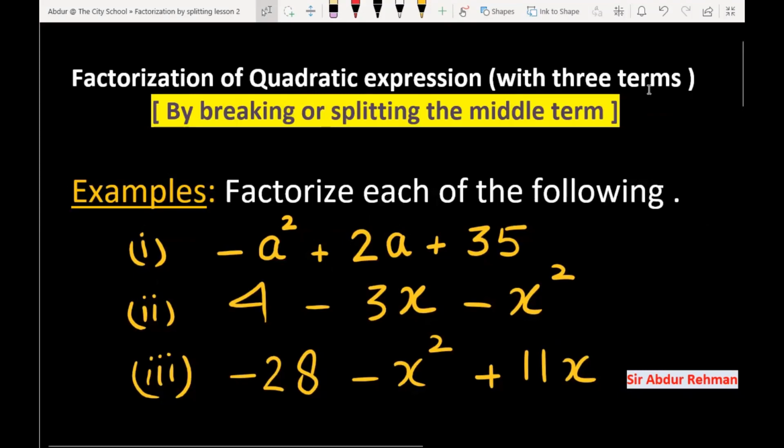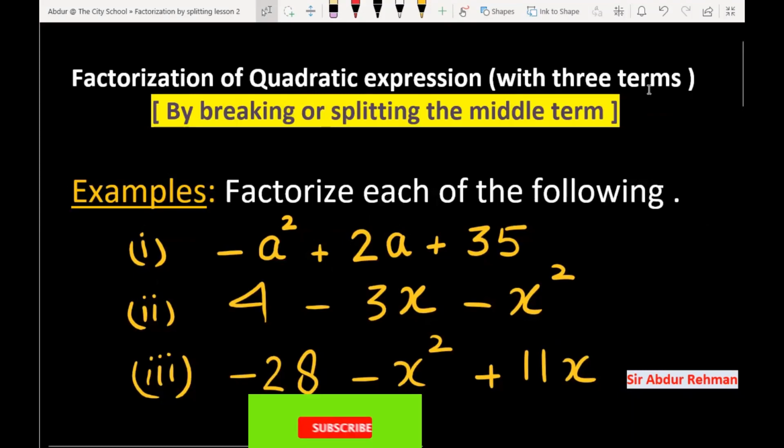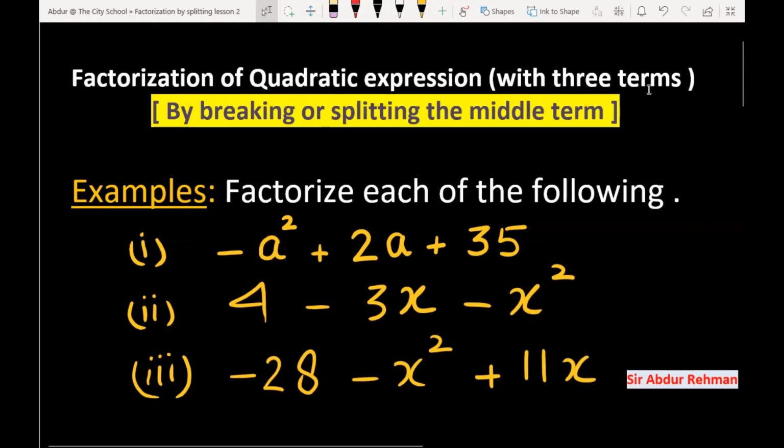Hello everyone. In this lesson number 2, you will learn how to factorize the quadratic equation with negative x square, or when the first term is negative, like this. These examples are: factorize each of the following. Part 1, minus a square plus 2a plus 35. Part 2 is 4 minus 3x minus x square. And the third one is minus 28 minus x square plus 11x. Now I'm going to find factors by breaking the middle term one by one.